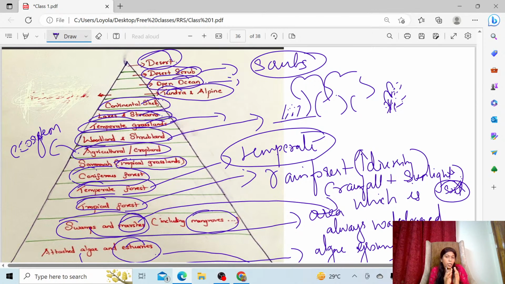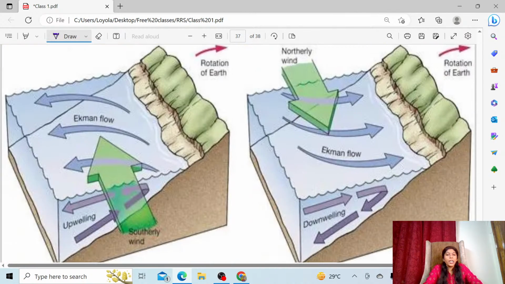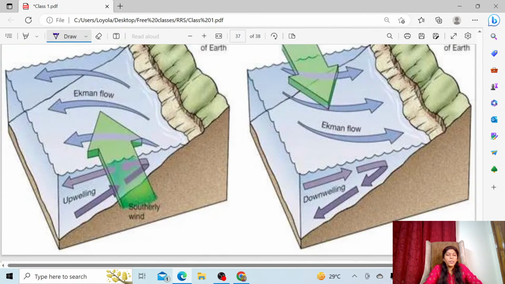Not highly productive, but productive to a very small extent, where the tropical rainforest, the estuaries, algae, swamps, marshes, all these are highly productive in nature. So this is a very important diagram, this will help you for productivity. You need not do any other diagram other than this. Then the last topic which I want to discuss with you is marine upwelling and downwelling zones.